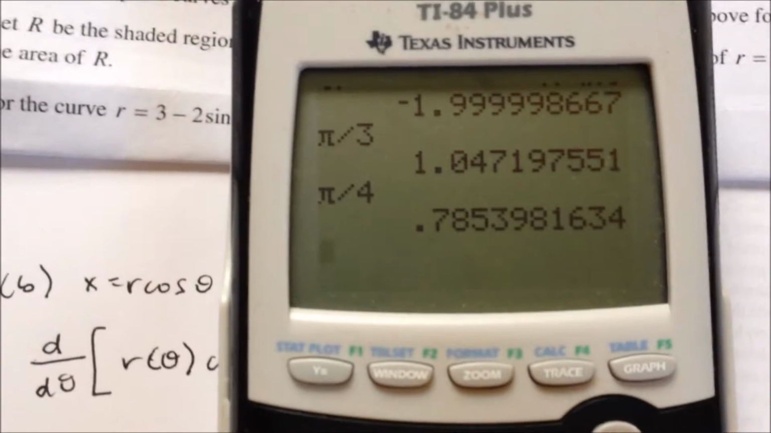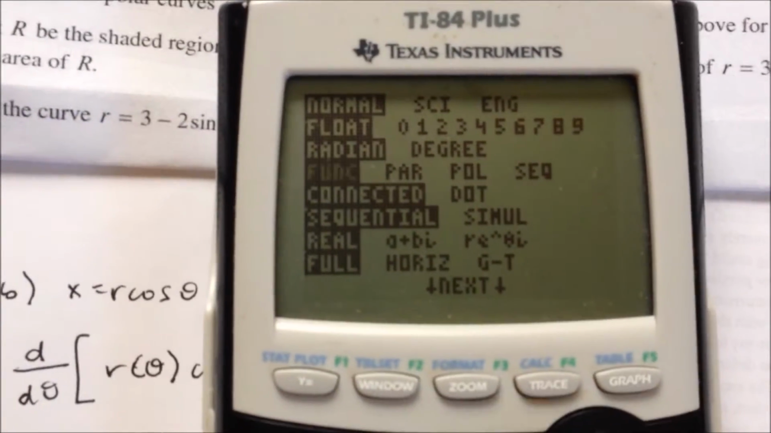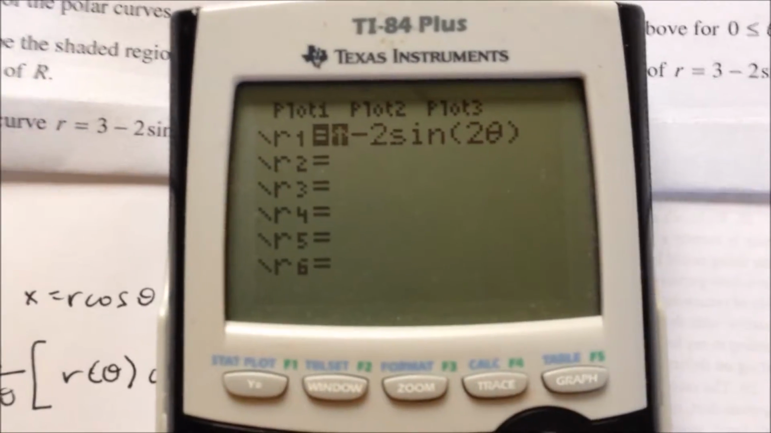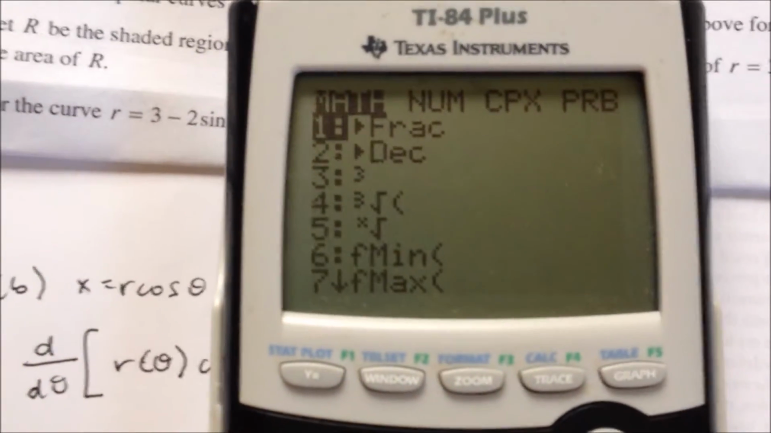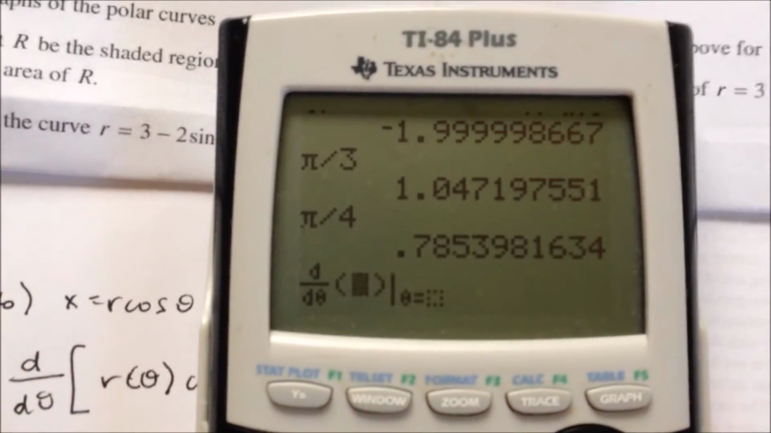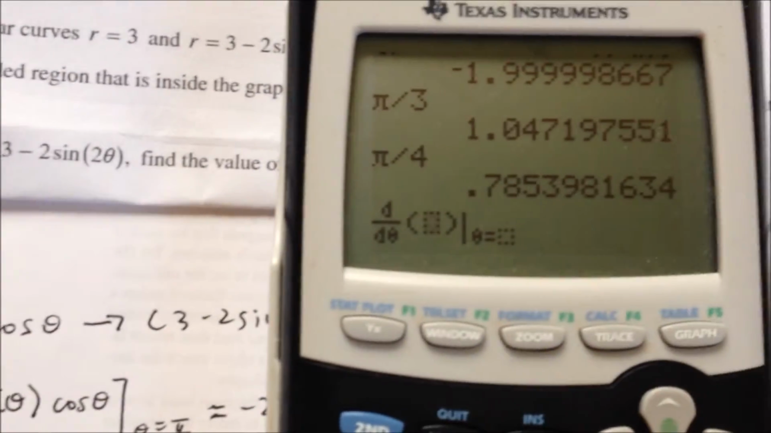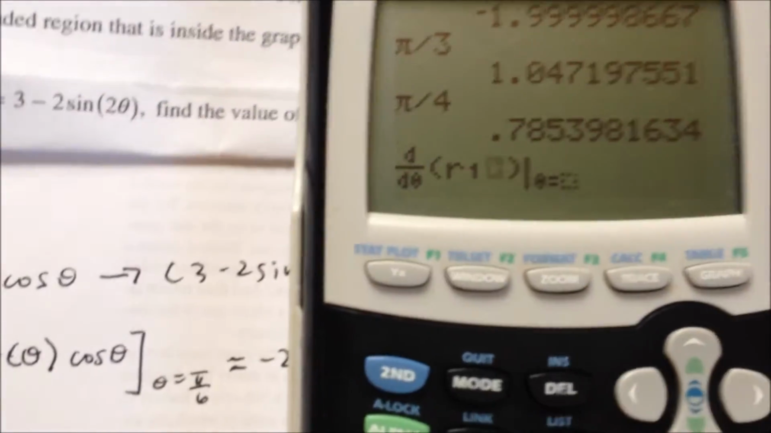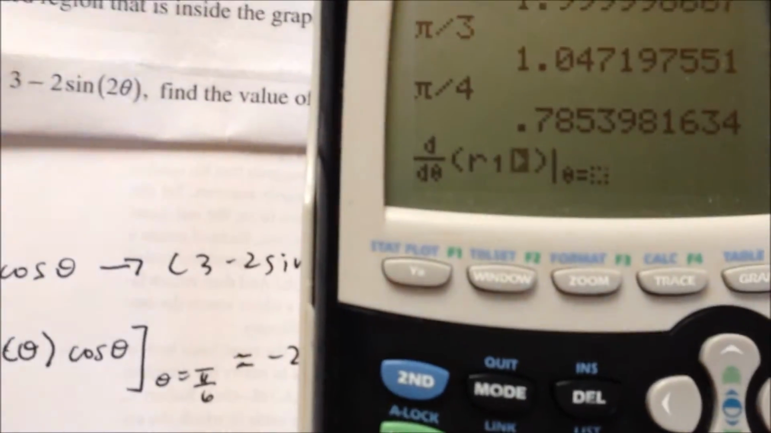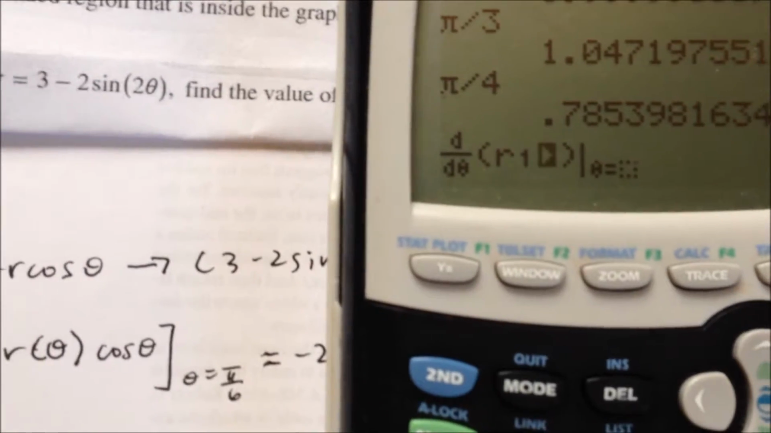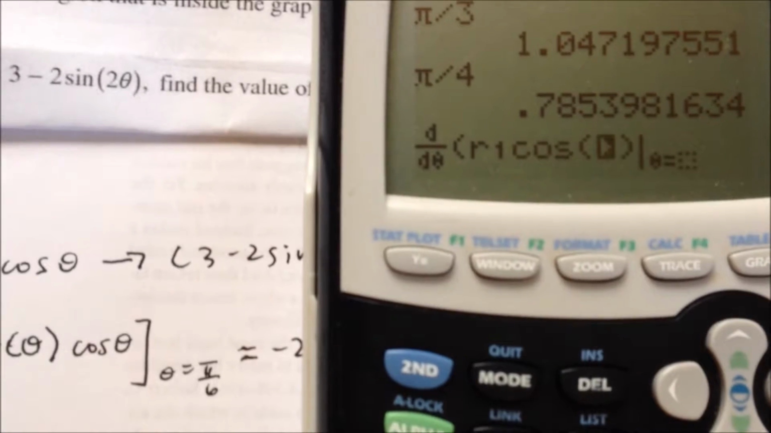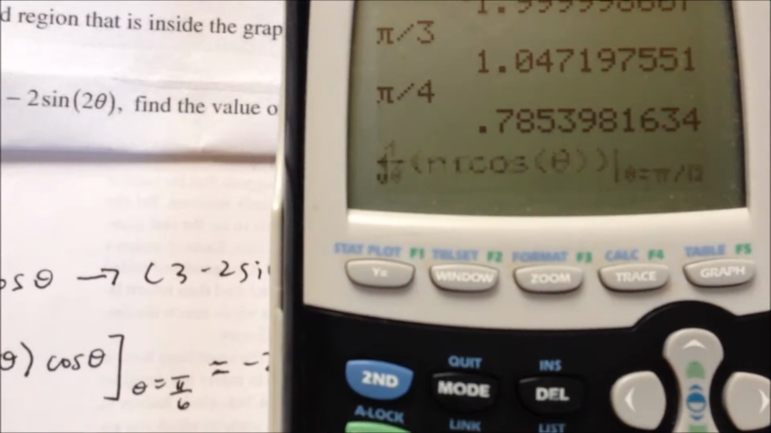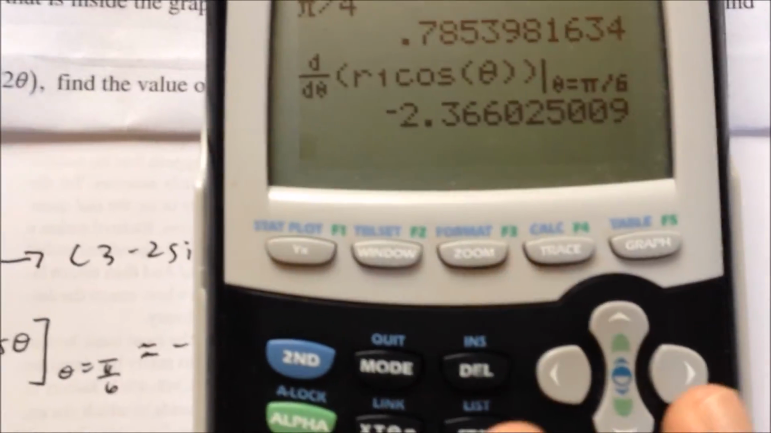So I'm going to switch my calculator back to polar, because in my polar function I already have my r stored. Then I can go to math 8, and that's derivative, and take the derivative of my polar function r1. Since I already saved that, I just want to save the trouble of having to input that value of r, so it's r1 times cosine theta, evaluated at theta equals pi over 6, and you get the answer negative 2.366.